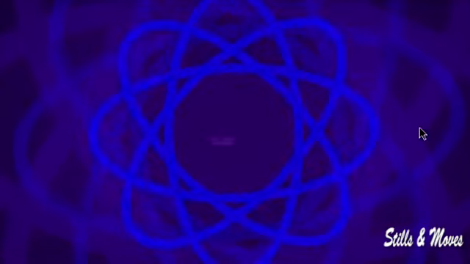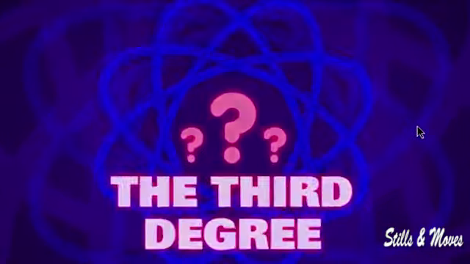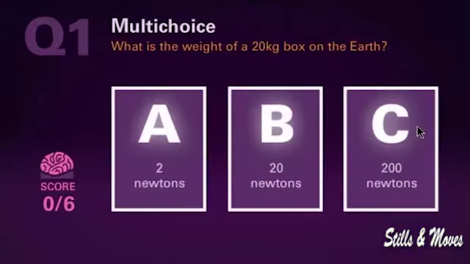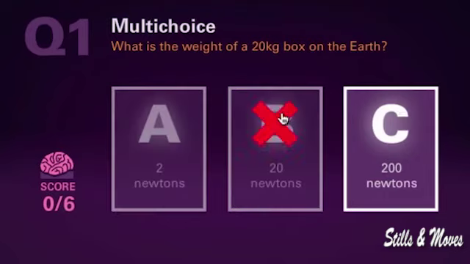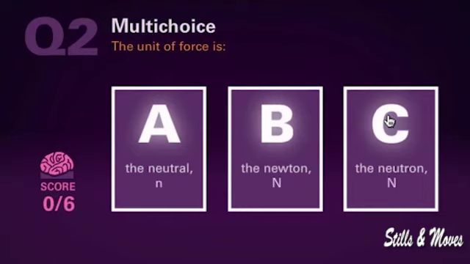I hope you're ready because it's time for a test. Question 1. What is the weight of a 20 kilogram box on the Earth? A. 2 newtons. B. 20 newtons. C. 200 newtons. Question 2. The unit of force is A. The neutral. B. The newton. C. The neutron.